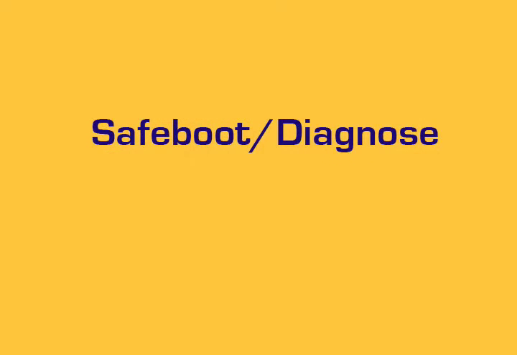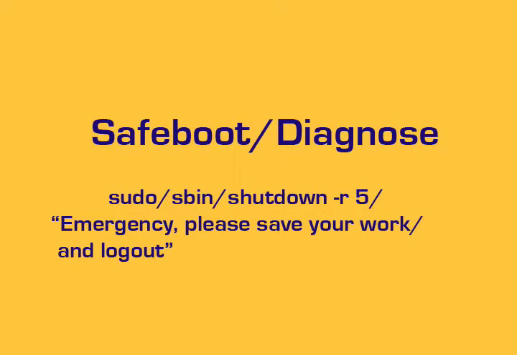Log into the node using the site_admin account and execute sudo /sbin/shutdown -r5. Emergency, please save your work and log out. This text string will be sent to logged-in users and the log indicating why the machine will be shut down.